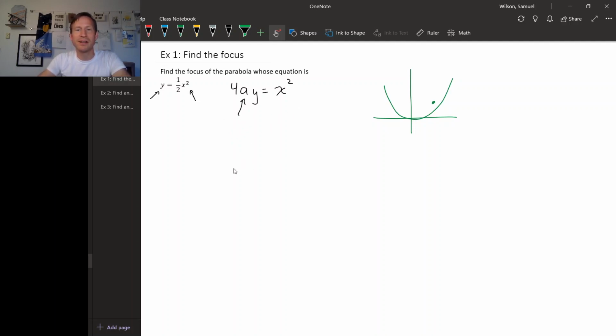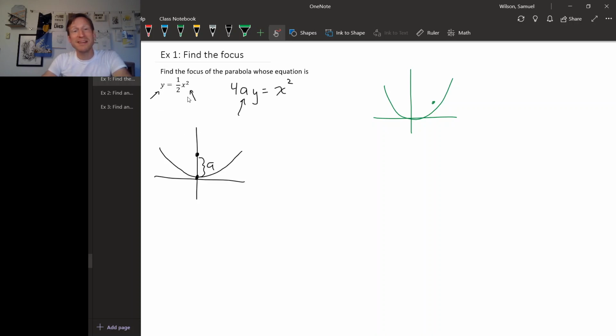Because for this type of parabola, since it is opening upwards, the focus is going to be on the y-axis somewhere, and the only question is, how far off of the x-axis is it? Since this parabola has its vertex at the origin, the distance between the vertex and the focus is what we called a, the focal distance, or focal length. So all we need to do is figure out what a is.